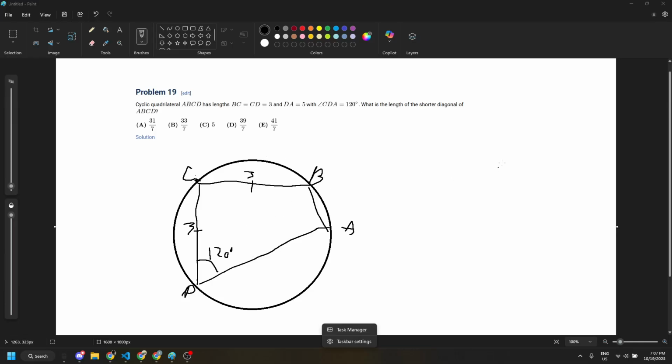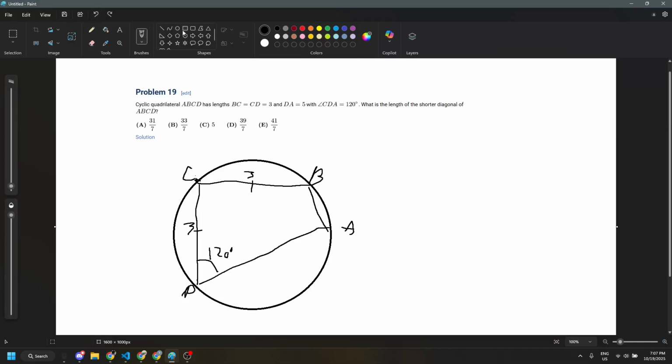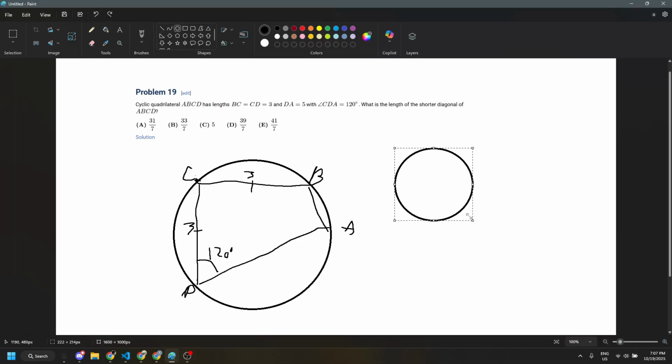Wait, so if CDA is equal to 120, then if we make another circle, it's going to look more like that, if this is D. So then that would make this A, so then this is longer, and then this is C. So then this has to be B, since this has to be the same as this, and then we're back down here.